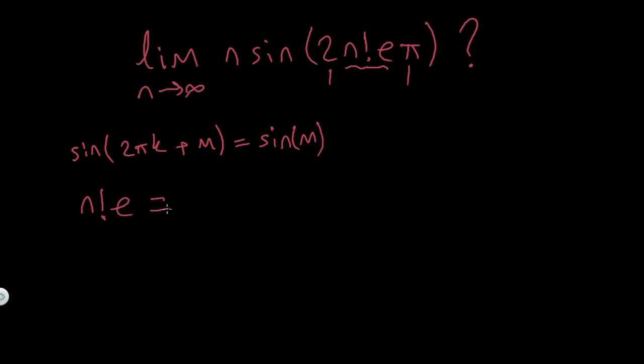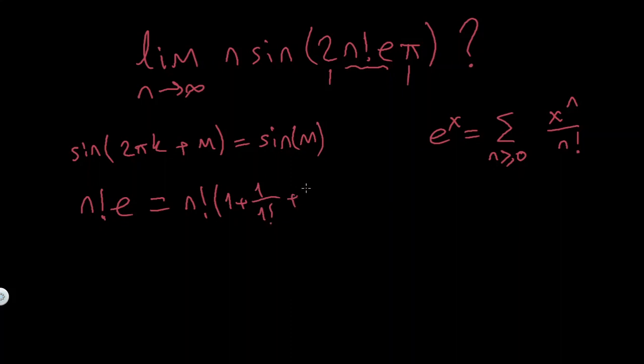So for n factorial times e, let's make another reminder that e to the x has the series expansion, sum over n greater or equal than 0, of x to the n over n factorial. This converges for all complex numbers x, so we can just put x equal to 1, and this is going to be equal to n factorial times 1 plus 1 over 1 factorial plus 1 over 2 factorial plus it goes on like this.